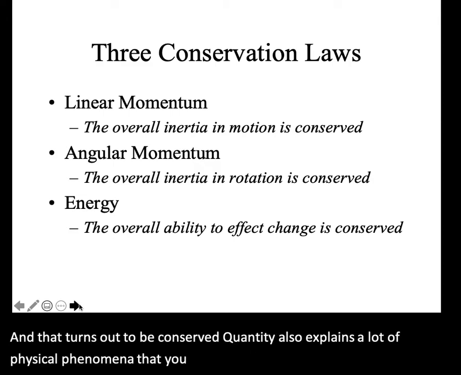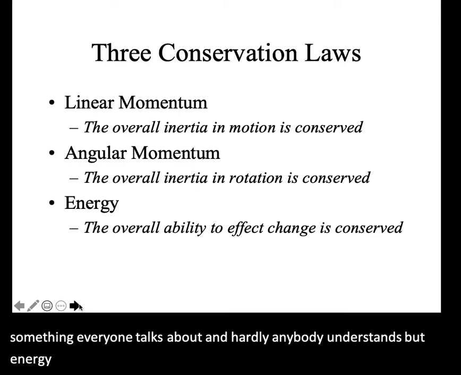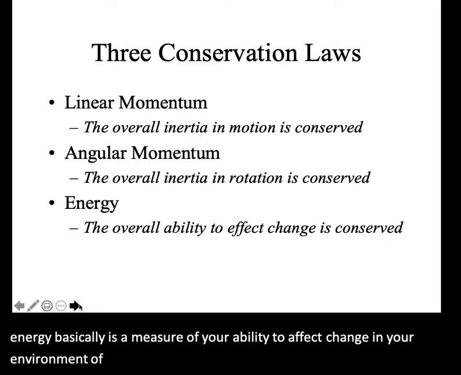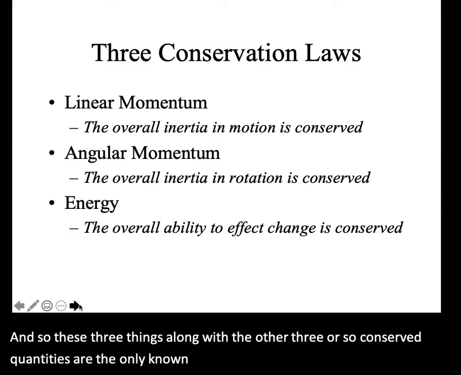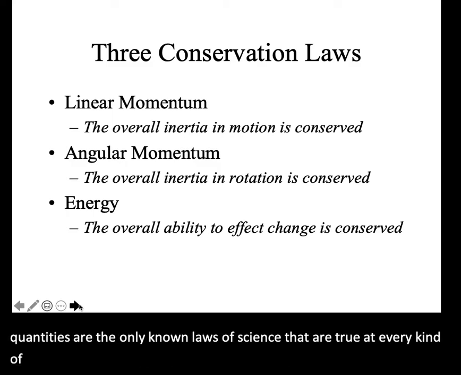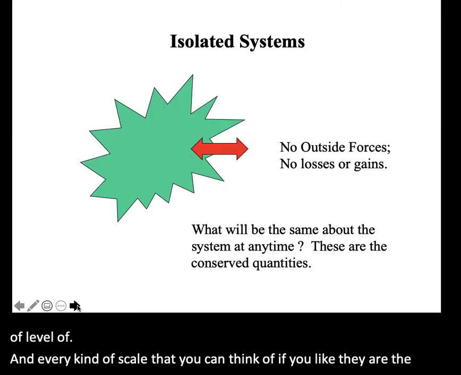And then energy, right, which is something everyone talks about and hardly anybody understands. But energy basically is a measure of your ability to affect change in your environment of any kind. And that is also a conserved quantity, right? And so these 3 things, along with the other 3 or so conserved quantities, are the only known laws of science that are true at every level and every scale that you can think of. If you like, they are the drivers for all of other science.